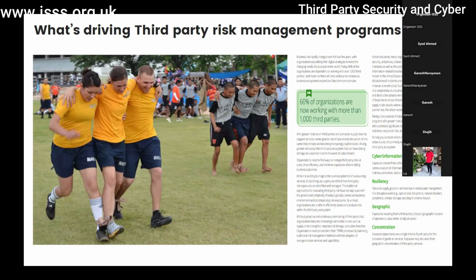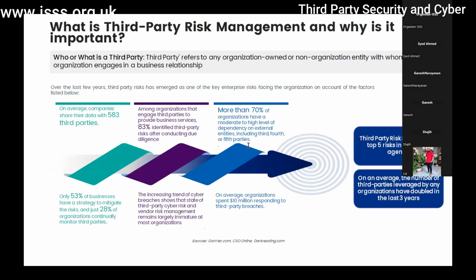This is why I wanted to touch upon and highlight this very appealing image, which gives a clear analogy of a third party risk management program. And as I was mentioning, this is the reason why third party risk is becoming very prevalent and important nowadays globally. If you see, more than 70% of organizations have a high level of dependency on external entities. The organization nowadays depends on a third party vendor, and that third party vendor depends on another vendor, which makes it a fourth party, and that fourth party vendor depends on another organization.